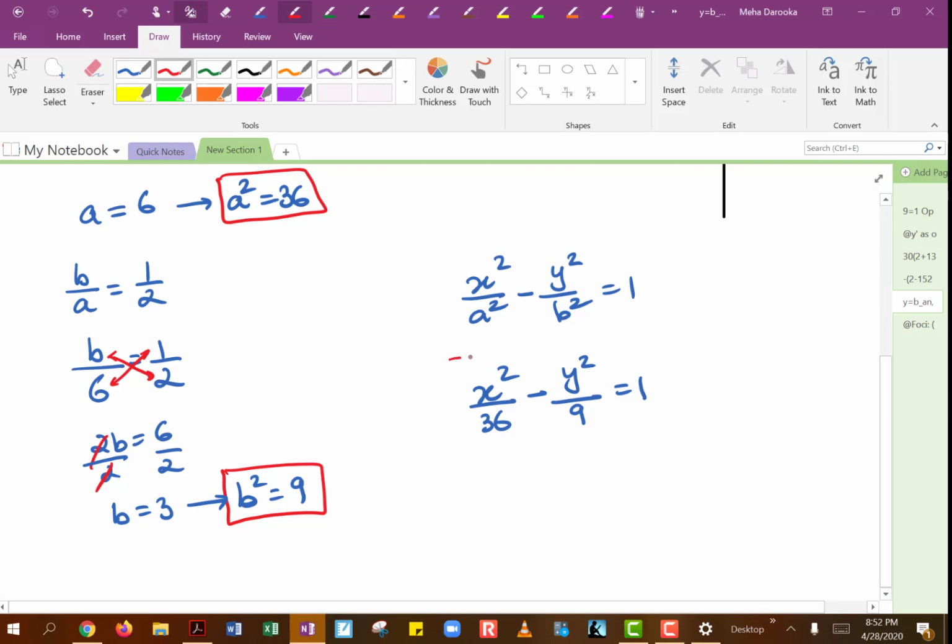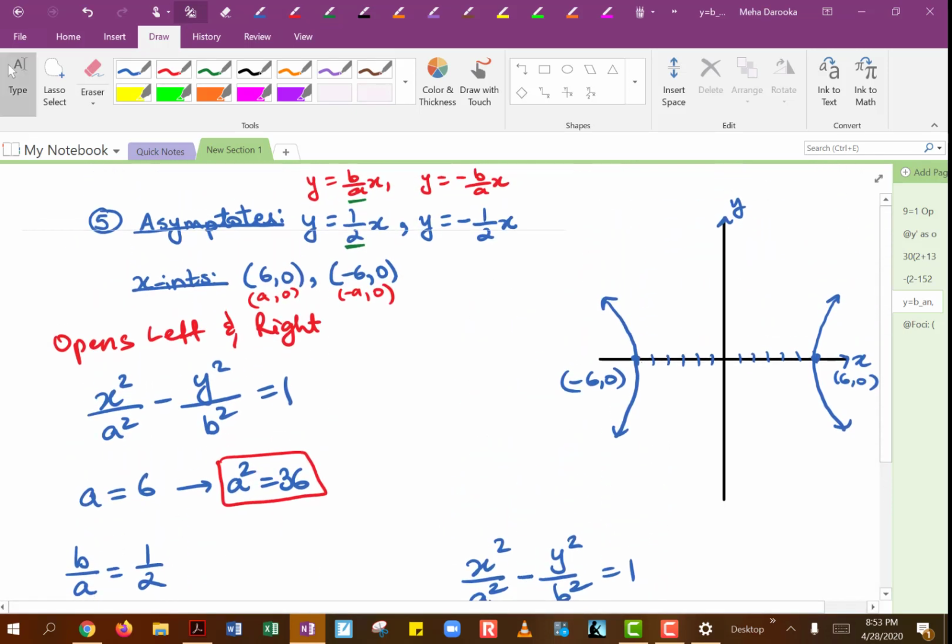And this is going to be the equation of our hyperbola opening left and right with the asymptotes y equals 1/2 x and y equals negative 1/2 x, and your x-intercepts at (6, 0) and (negative 6, 0). So not too bad, once you figure out what information you have available and how you can tie it with the equation of your hyperbola.